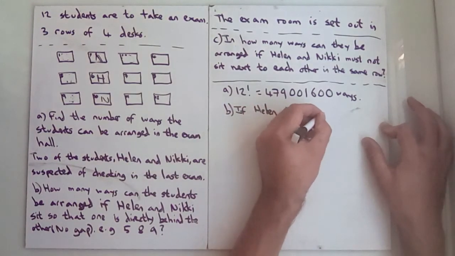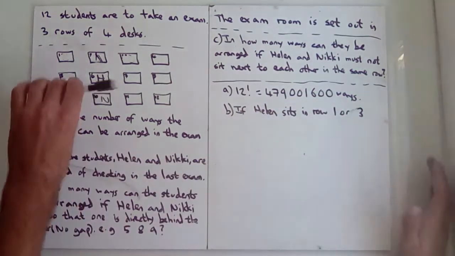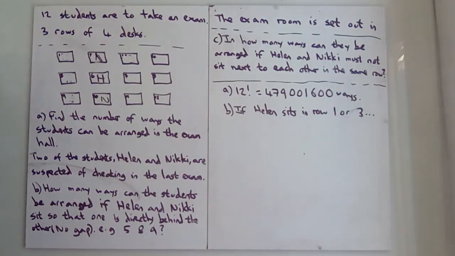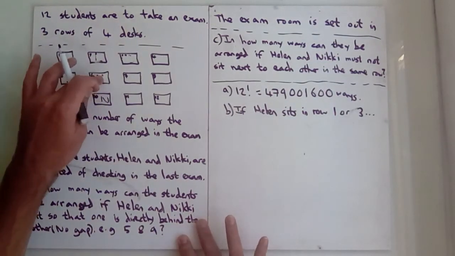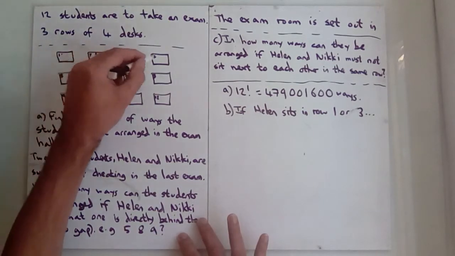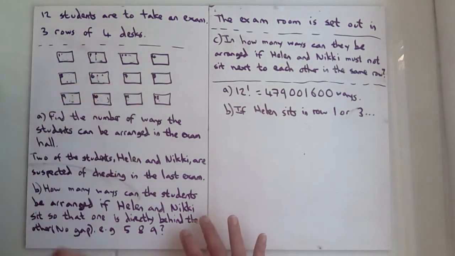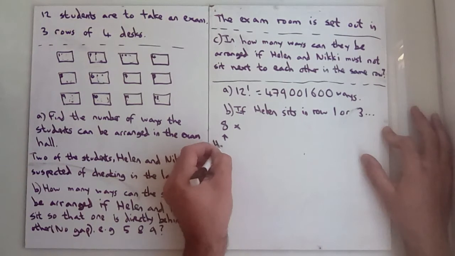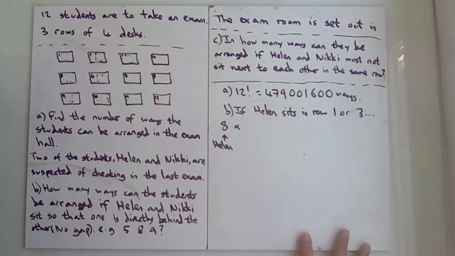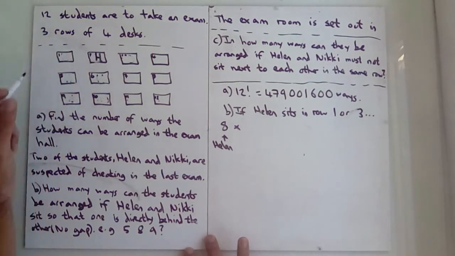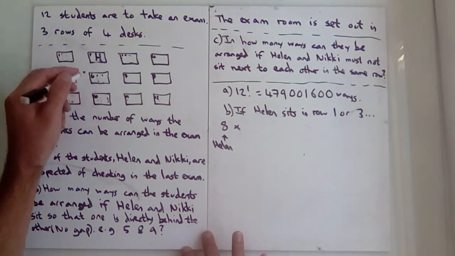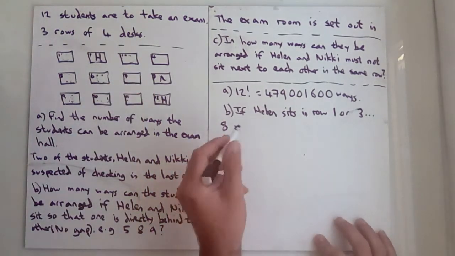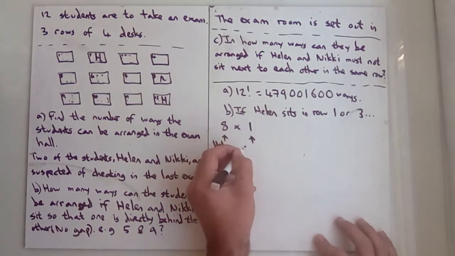So if Helen sits in row 1 or 3, so she's either on the front row or the back row, then you've got to think, well, how many possible seats does Helen have? Helen could be 1, 2, 3, 4 on the front row, or 1, 2, 3, 4 on the back row. So you've got 8 possibilities for Helen. Once Helen's selected her seat, Nikki actually only has 1 place she can go. If Helen had picked this seat, Nikki would have to go in this seat, and so on. So once Helen's picked her seat, Nikki only has 1 possibility.